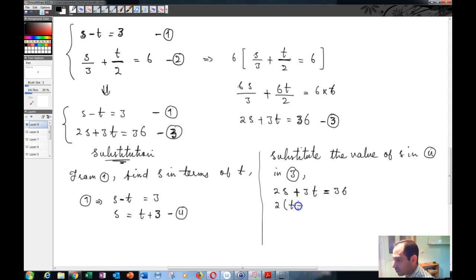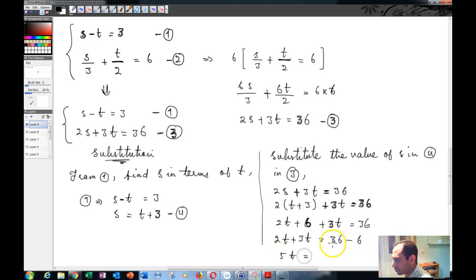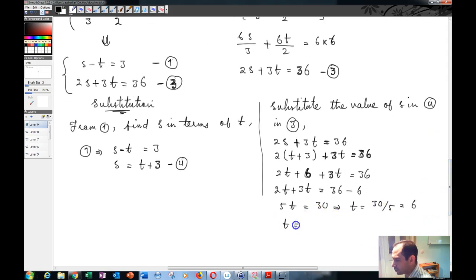So that's 2 times t plus 3 plus 3t is equal to 36. And that is equal to 2t plus 6 plus 3t is equal to 36. So 2t plus 3t is equal to 36 minus 6. 5t is equal to 30. So that means that t is equal to 30 divided by 5, which is equal to 6. So t is equal to 6.